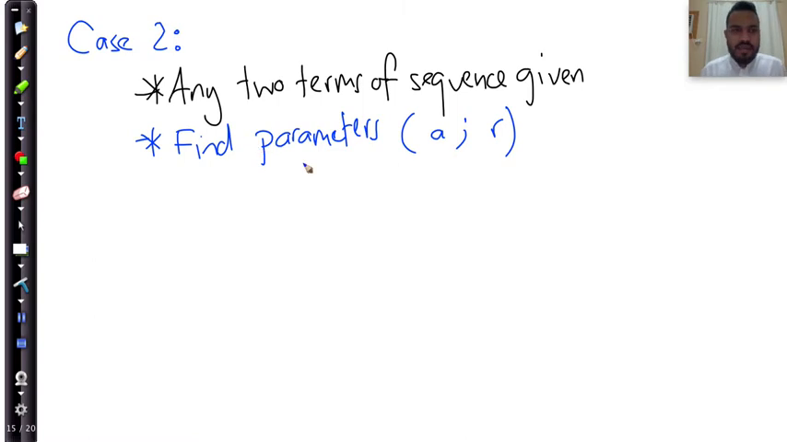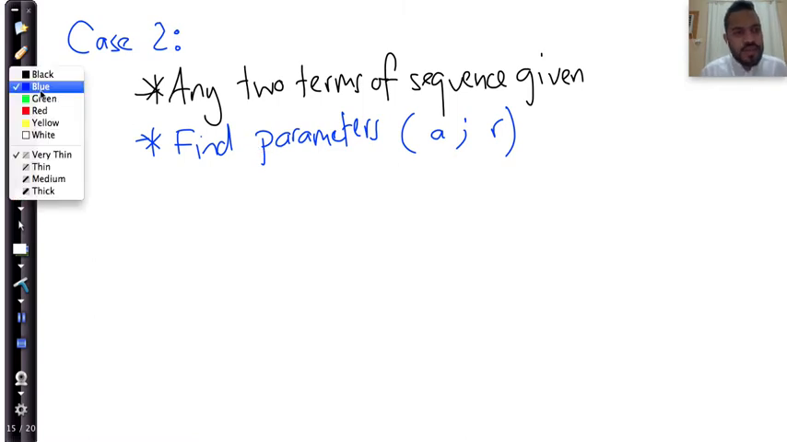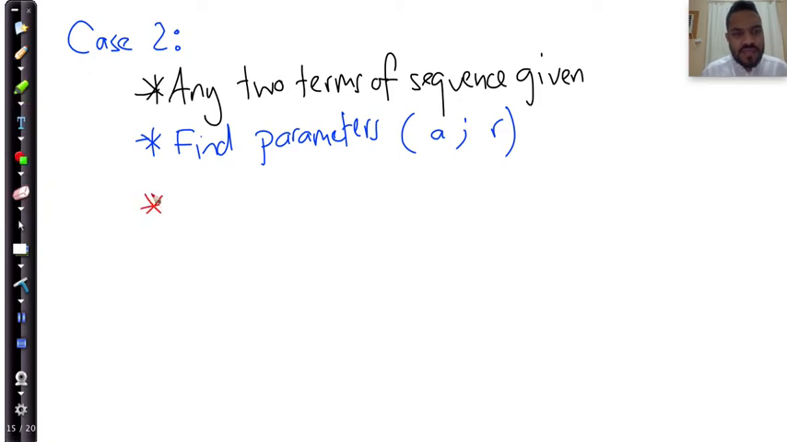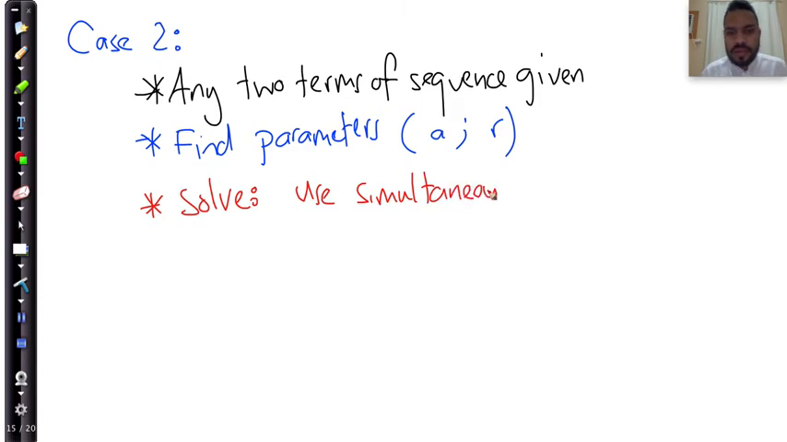Now remember, when we dealt with arithmetic sequences, we solved them using simultaneous equations. So the way we solve is use simultaneous equations, right? Equations, right? So I'm going to list that over there.